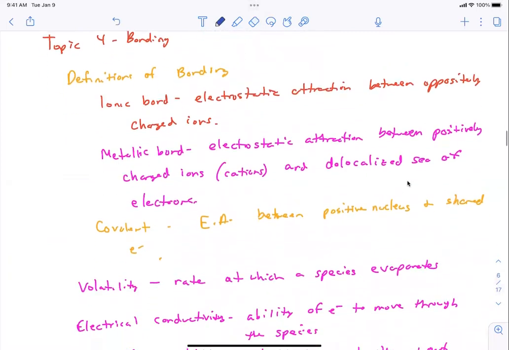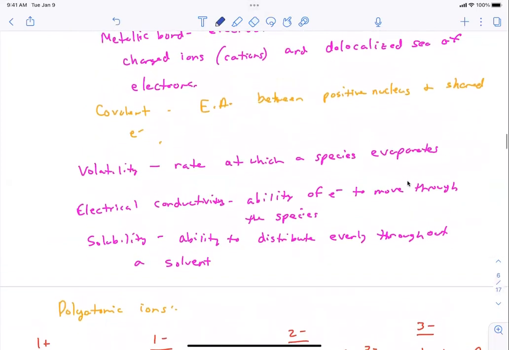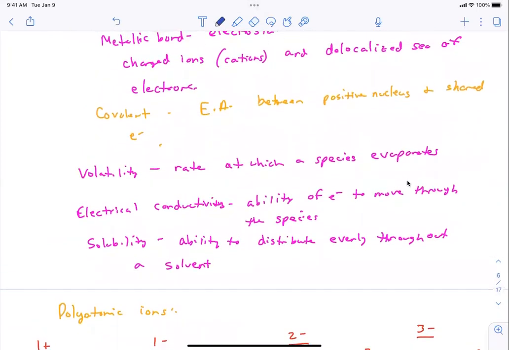Topic 4. Okay. Definitions of bonding: ionic, metallic, and covalent. The electrostatic attraction between a variety of things. Volatility: the rate at which a species evaporates. Conductivity: the ability of electrons to move through a species. And solubility: ability to distribute evenly throughout a solvent.